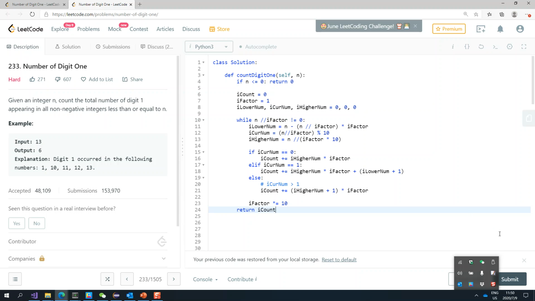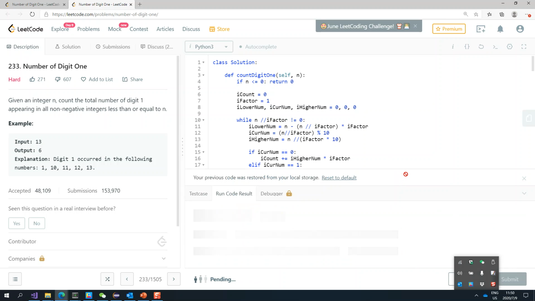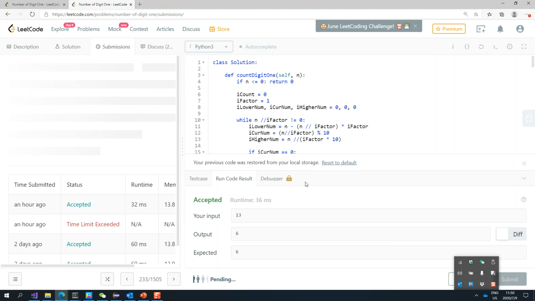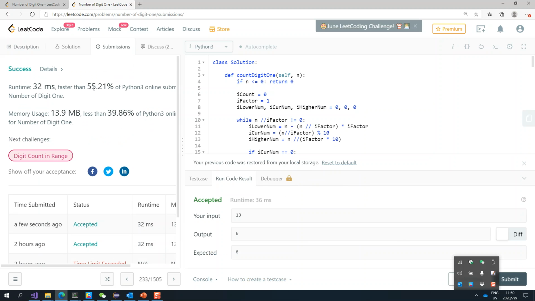Okay, let's try to submit it. Run the code, have a test. Okay, it's correct. Let's submit it. Okay, it's fine, 33 ms. Okay, fine. So that's it.